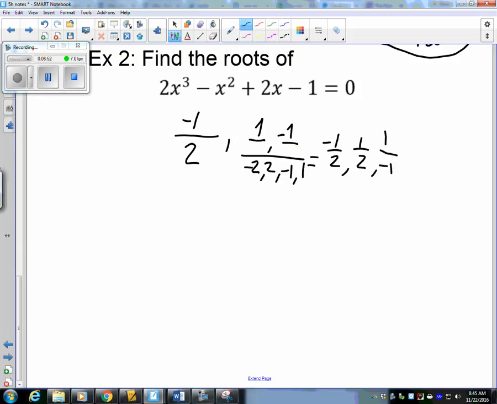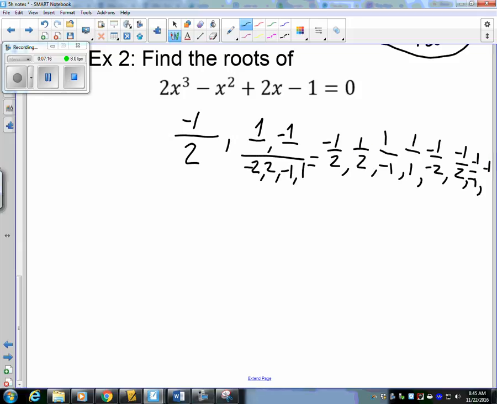And 1 divided by 1. And then we have -1 divided by -2. -1 divided by 2. -1 divided by -1. And -1 divided by 1.